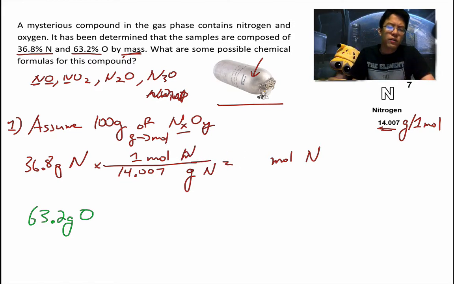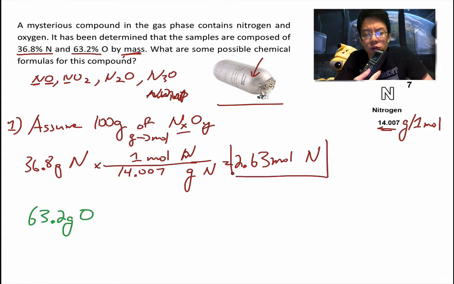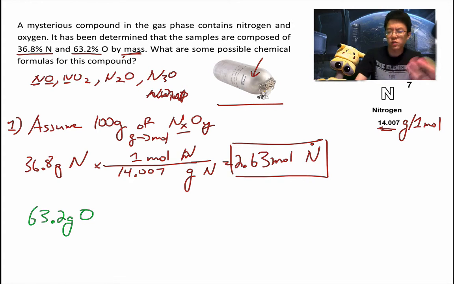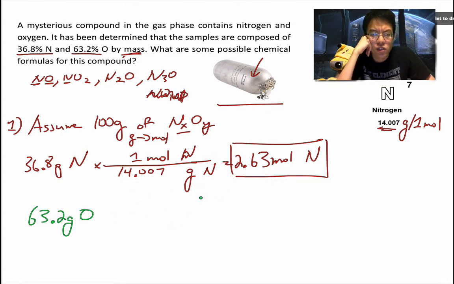And so if I do that, well, let's see, I get 36.8 divided by 14.007. That gives me 2.63 moles of nitrogen. Okay, so that's a lot of atoms of nitrogen, but it gives me a relative number, 2.63 times 6.02 times 10^23 atoms of nitrogen, but 2.63 moles of nitrogen. That's nice to know. All right, and now I want to figure out how many moles of oxygen I have.